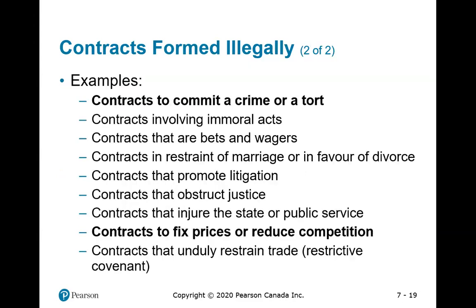Here are some examples. Contracts to commit a crime. Another one: I don't like my neighbor. That's an example. I don't like my neighbor, so I hire a killer to kill my neighbor.